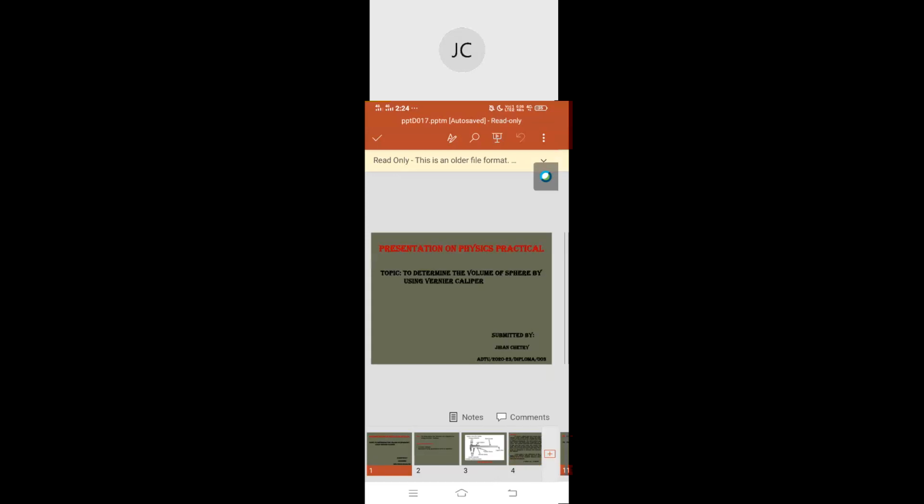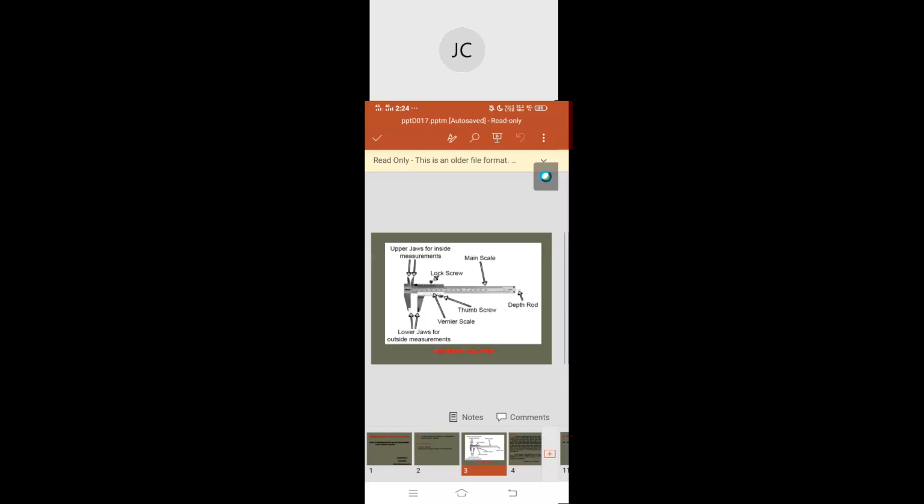Today I'm giving a presentation on a physics practical, and the topic is to determine the volume of a sphere by using the Vernier caliper. The aim of the experiment is the same as my topic. For this experiment, the apparatus required are a Vernier caliper and a spherical body, which can be either a pendulum bob or a marble. Before doing the experiment, we have to know what a Vernier caliper is.